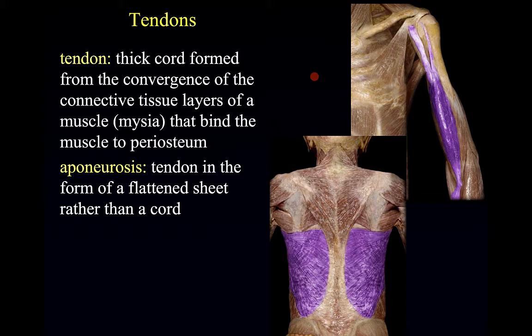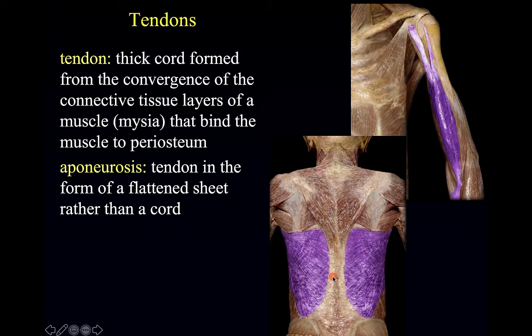So as we start thinking about the mysia binding together and forming something, they're going to form tendons, and they're going to come in a couple of different forms. Many of our tendons are going to be thick like this or this. So this is the tendon of the short head of the biceps brachii. This is the tendon of the long head of the biceps brachii. And they are cord-like, which is our standard form for tendons.